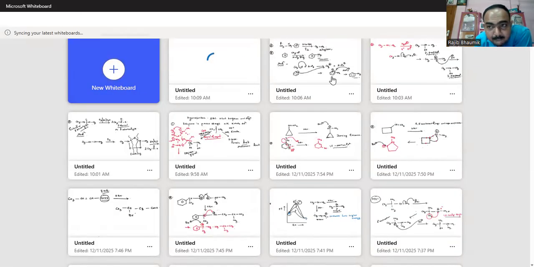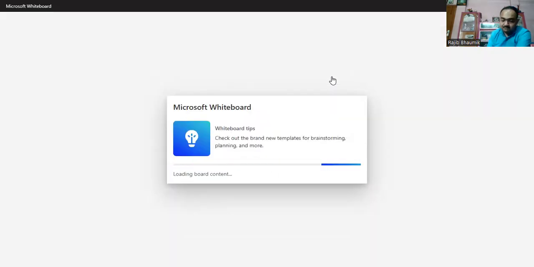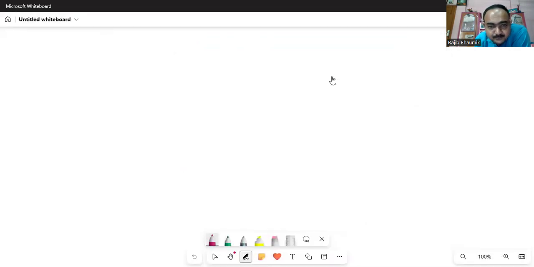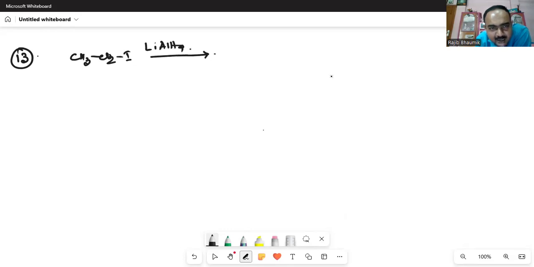12. That is 13. Question number 13. Ethyl iodide is reduced. Reduced में हम लोग क्या करेंगे? LiAlH4, lithium aluminum hydride we should add here, and the answer will be CH3 single bond CH3.